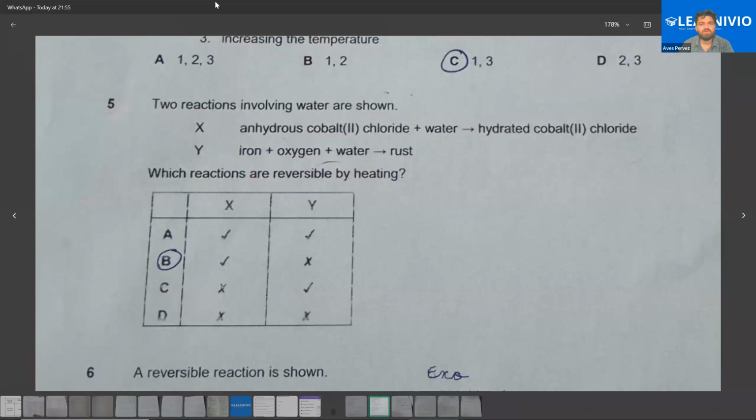So the two reactions involve water, as shown. X: anhydrous cobalt chloride reacts with water to give you hydrated cobalt chloride. And Y: iron, when it reacts with oxygen plus water, gives you rust. Which of the following is reversible by heating? Yes, X is reversible, Y is not reversible. Okay.